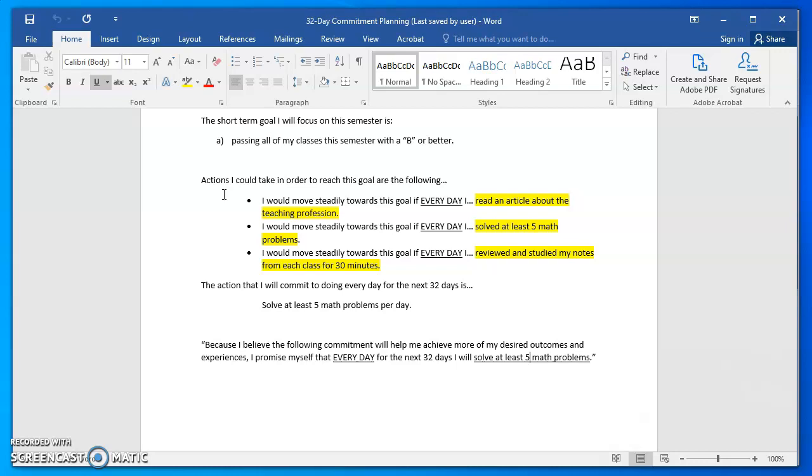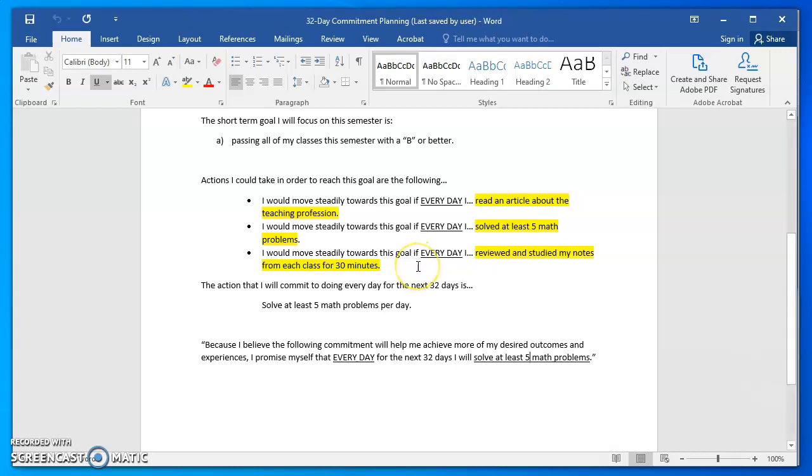So the brainstorm that this student came up with in terms of actions that will help them pass all their classes this semester with a B or better are these 3. The student would be on target towards this goal if every single day they, 1, read an article about the teaching profession, 2, solved at least 5 math problems per day, or 3, reviewed and studied the notes from each of the classes for 30 minutes. And remember, every day means every single day, Sunday through Saturday. It's days when you have school and days when you don't have school. Even if there's a holiday, that's still considered part of every day.